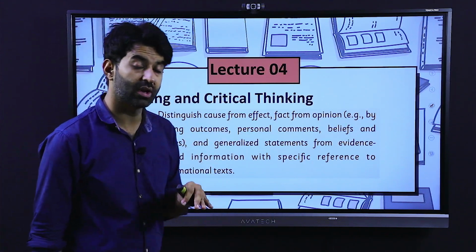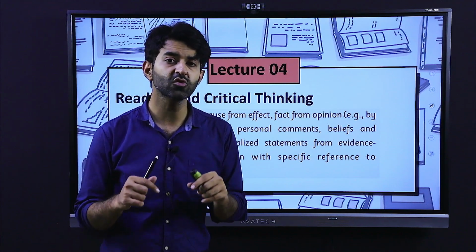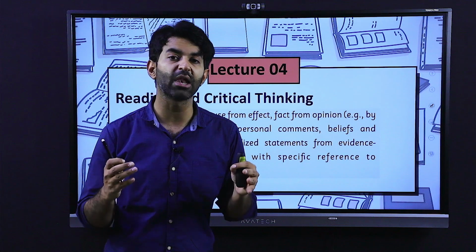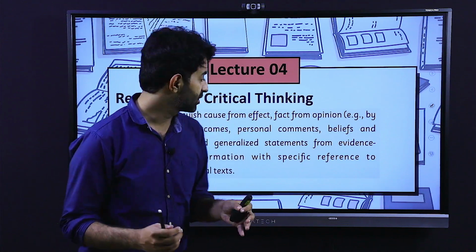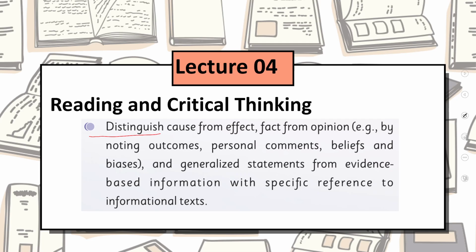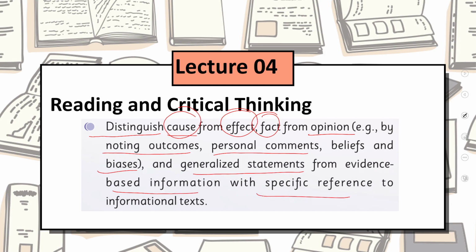Next one is our reading and critical thinking SLO, and this SLO you have already done in the previous two units. Now in this one we will learn something new. We will apply it and deduce. We will distinguish cause from effect, fact from opinion, for example, by noting the outcomes, personal comments, beliefs and biases, and generalized statements from evidence-based information with specific reference to informational texts. So we have a lot of keywords over here.